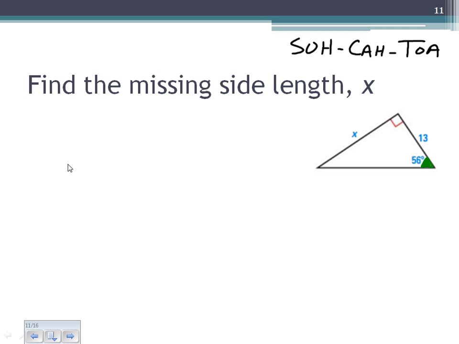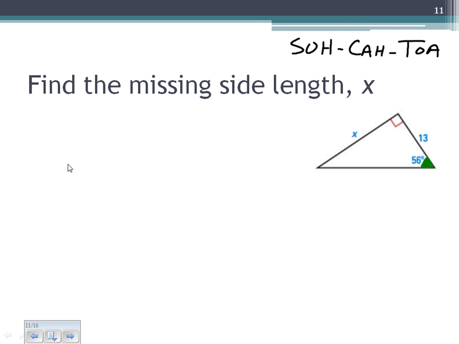Very good. I think that's correct. So what was your first step? The first step should flip the leg. So your first step should be tangent of something equals the opposite over the adjacent. You see that step? All right, so let's do this one together. So we're looking at 56.